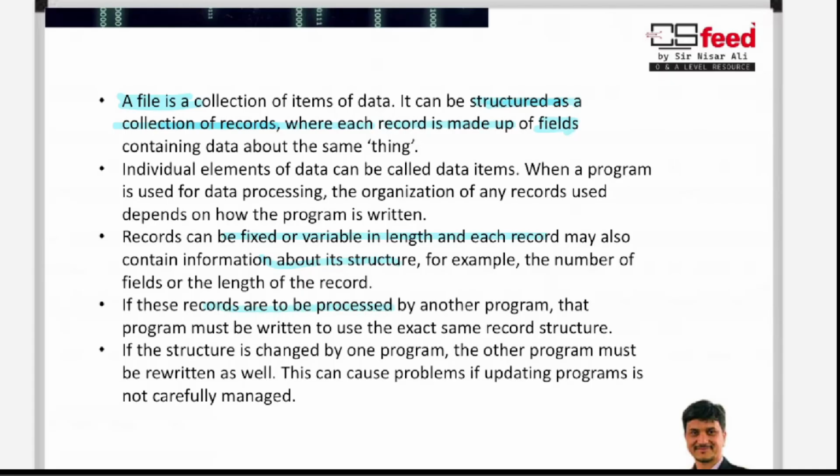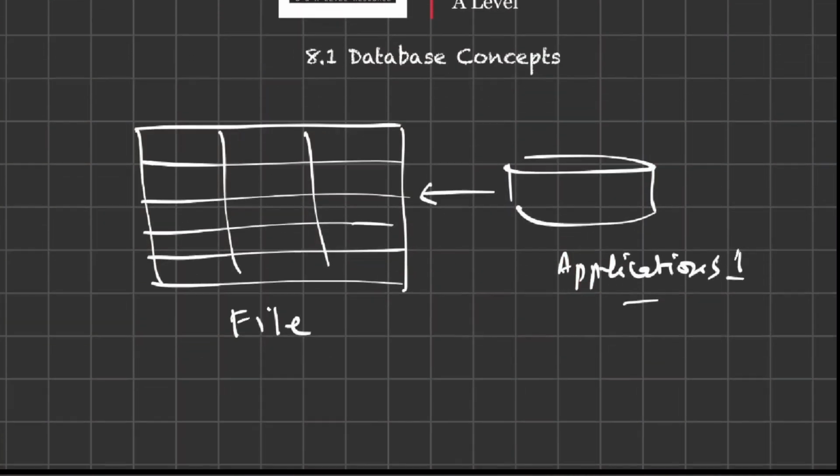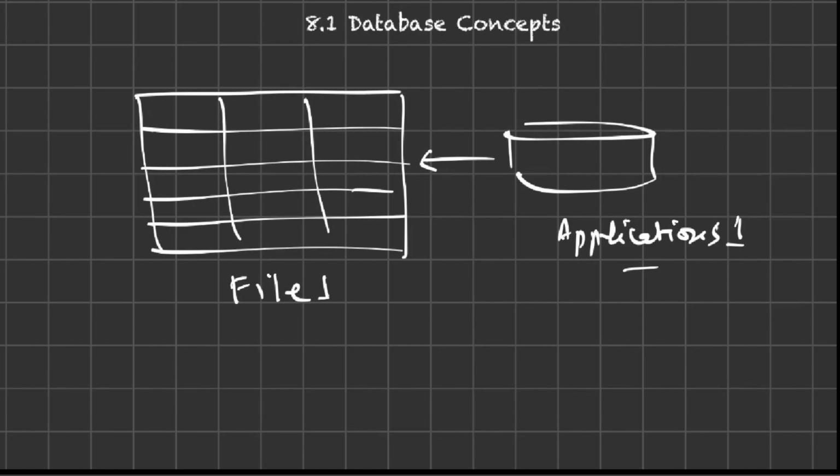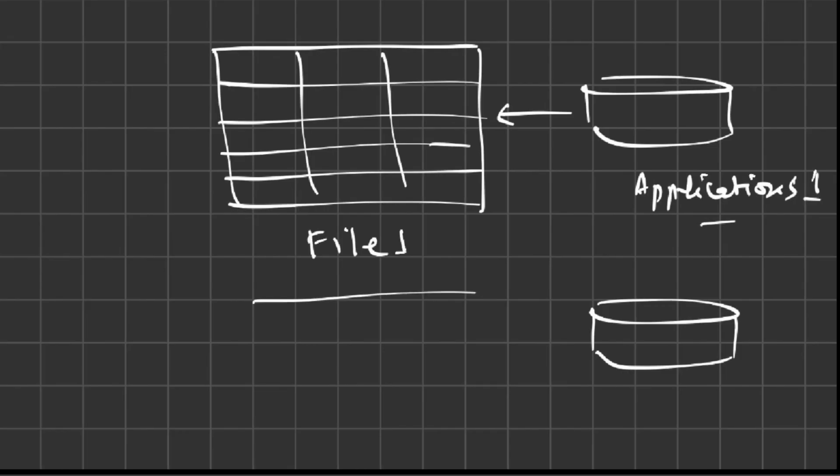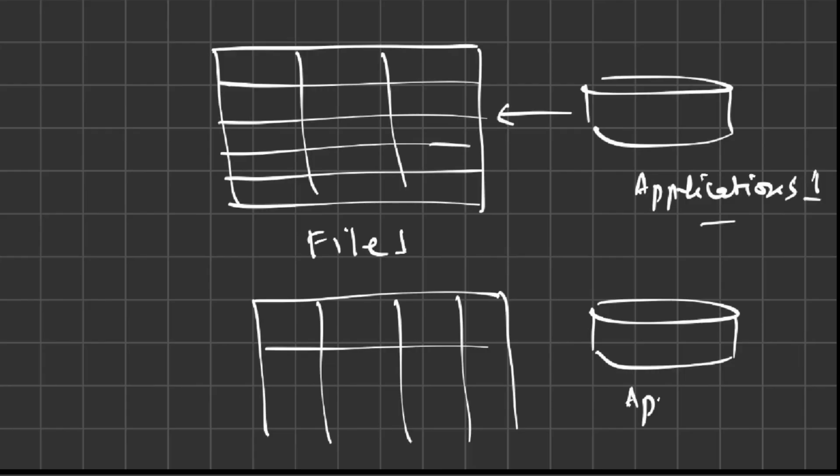And if these records are to be processed by another program, so there is no sharing of data, then that program must use its own file. So it means if this is application 1 and it is using this file, and if another application is to use the same type of data, then it has to create another file. This is the problem with the file-based approach. Application 2 is going to create another file, so it is not possible that the same file is used by another application. No sharing of data in the file-based approach.